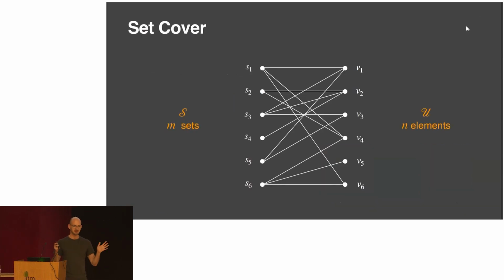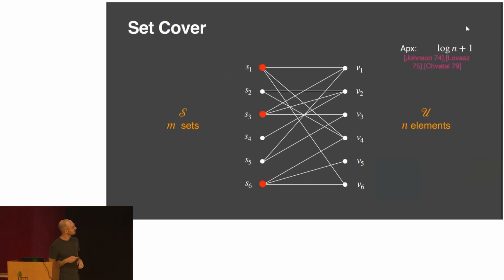Okay, we'll be talking about set cover. What's set cover? I have m sets and n elements, script S and script U. I'm thinking of the set system as a bipartite graph. The sets are on the left, the elements are on the right, and there's an edge between a set and an element if the set contains the element. What's the goal? Pick the smallest number of sets to cover all the elements. That is, the smallest number of left-hand side vertices such that every right-hand side vertex has at least one set adjacent to it.